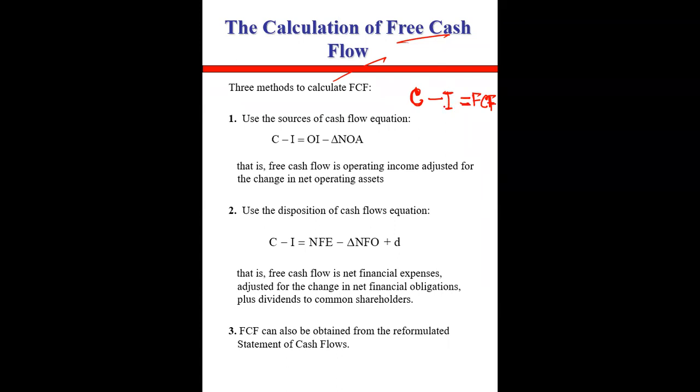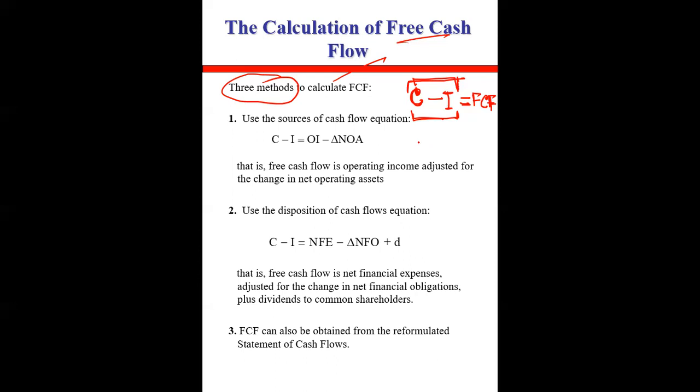From the reformulation task that we have already done, we can measure the free cash flow very easily. We'll talk about three methods for measuring the free cash flow. The first method, remember, this is the definition of free cash flow. But actually, how can we measure it? The first thing is we can measure it by taking the operating income after tax.